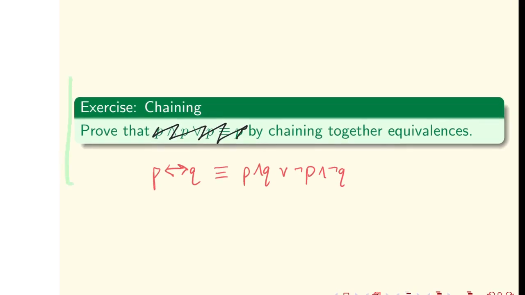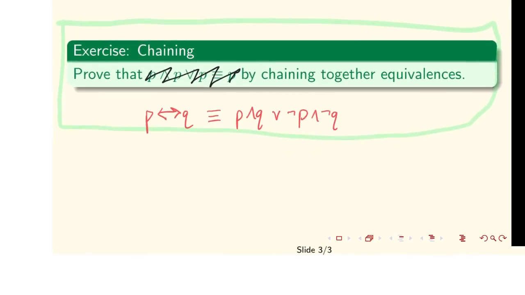Welcome to the next video in the Discrete Math video series, and here we're going to solve this exercise. So we start off by writing down the left-hand side, and we're going to argue that that is equivalent to this other formula. And here I'm using basically the only formula that I have written down for the biconditional.